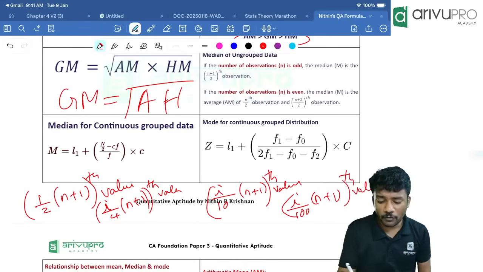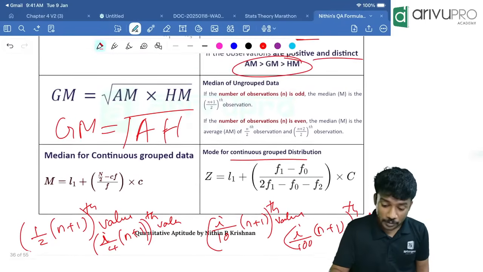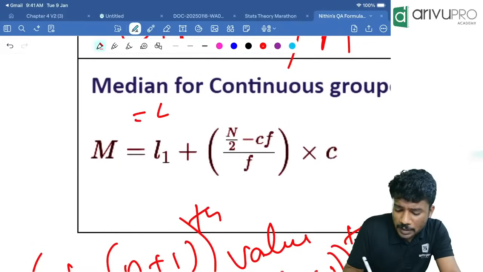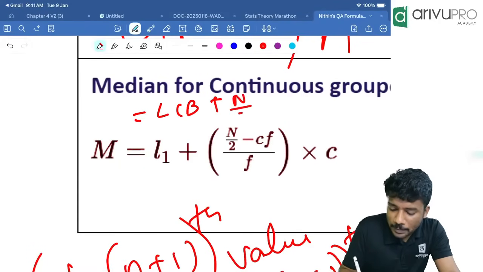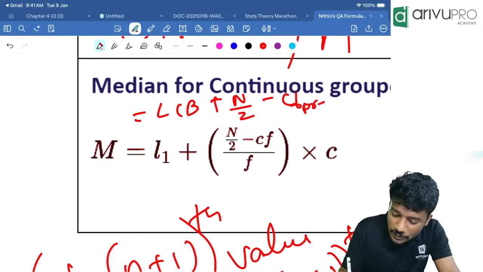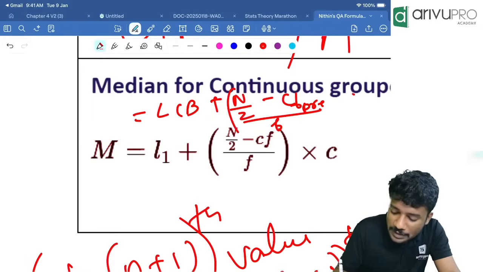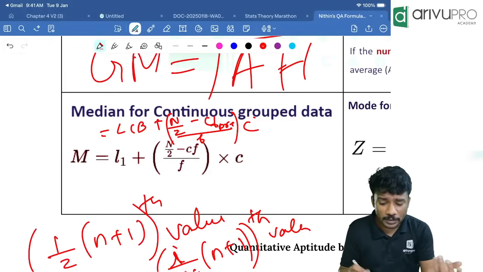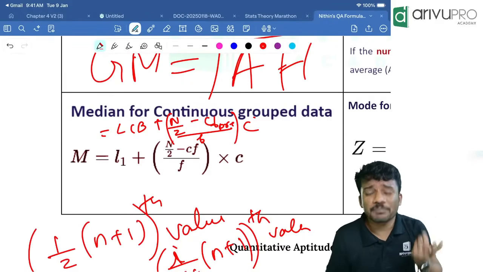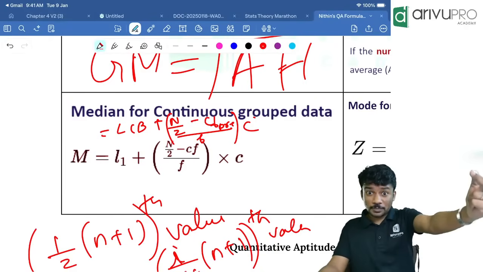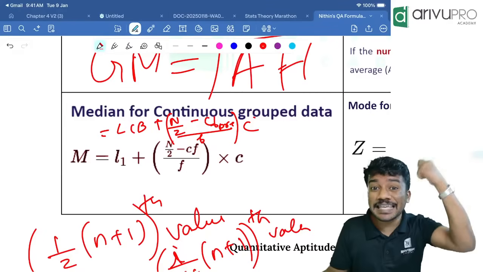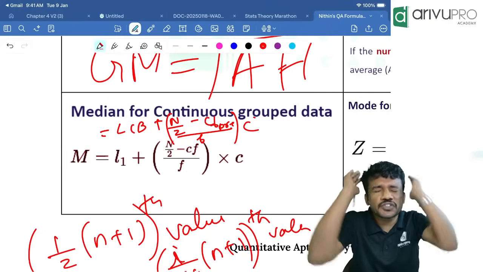Then people, you have a formula also for finding median for continuous grouped data. So it is nothing but lower class boundary plus n by 2 minus cumulative frequency of the previous class, divided by frequency, into class length. People, what if it is a question based on quartile? Instead of n by 2, it will become i n by 4. If it is a question based on decile, it will become i n by 10. If it is a question based on percentile, it will become i n by 100. The formula looks the same itself.